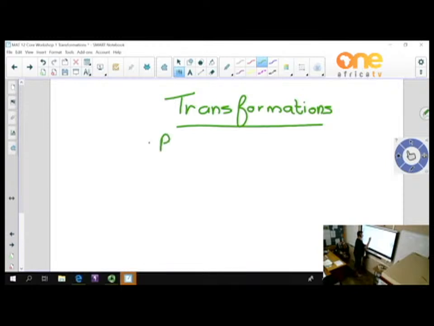So the first one is a reflection. A reflection is done over a line of symmetry. You fold it on the line of symmetry.